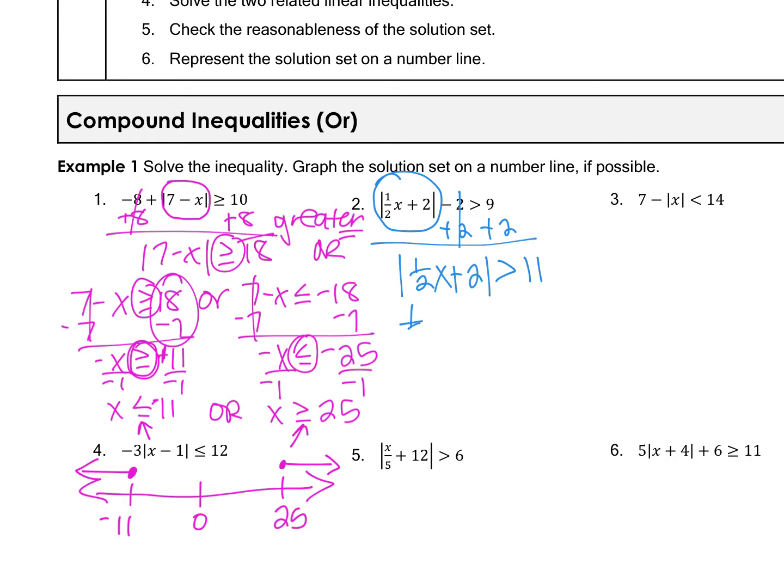So I'm going to have 1/2 x plus 2 is greater than 11, whatever you have without the bars, or 1/2 x plus 2 is less than, don't forget to change it, negative 11. We have to flip that sign when we make that a negative 11. So solve them separately. Subtract 2.